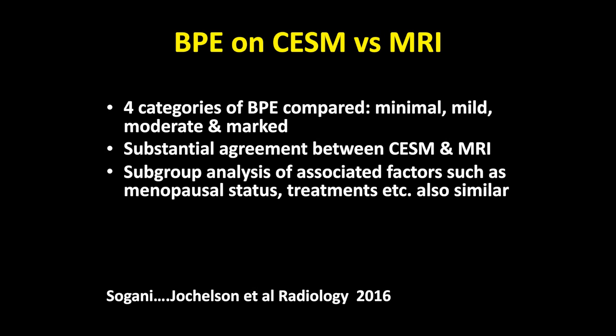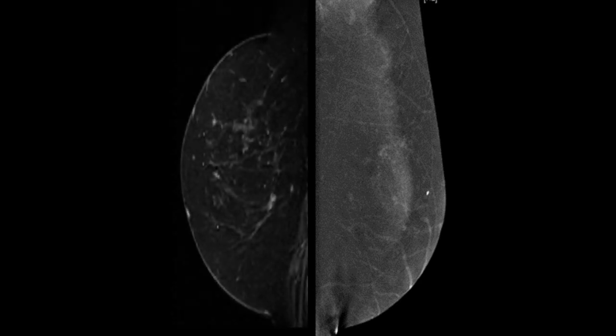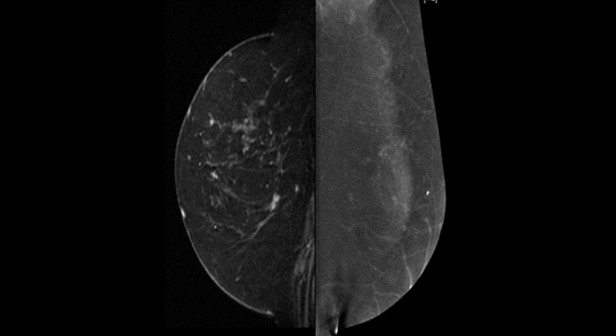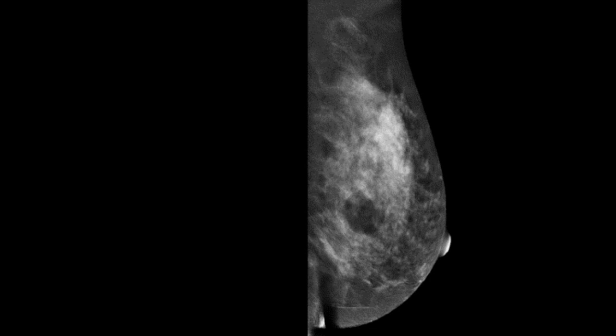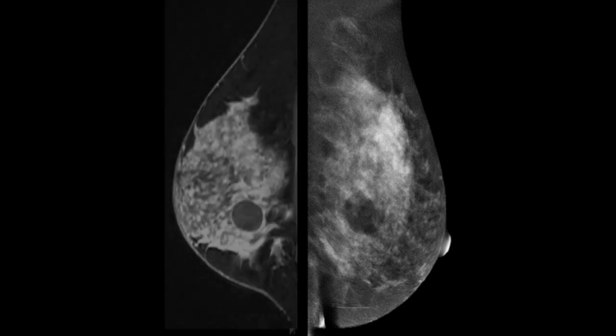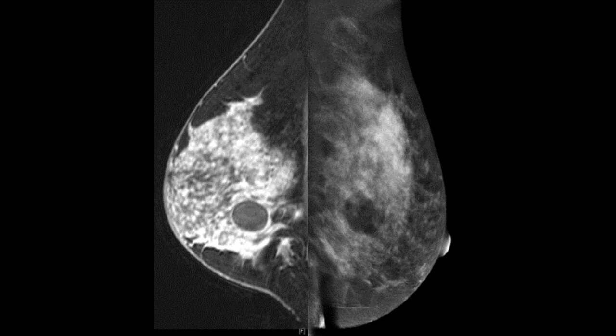And this is just an interesting example of what we call moderate BPE on contrast mammo. In the same patient, you can see very similar appearance on MRI. And this woman has marked background parenchymal enhancement seen similarly on both exams with a simple cyst in the middle.